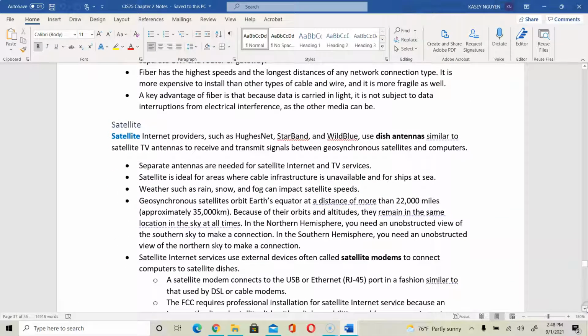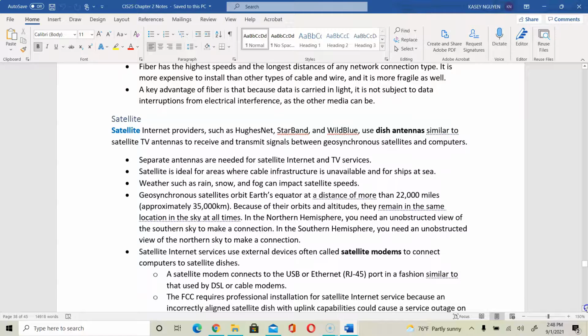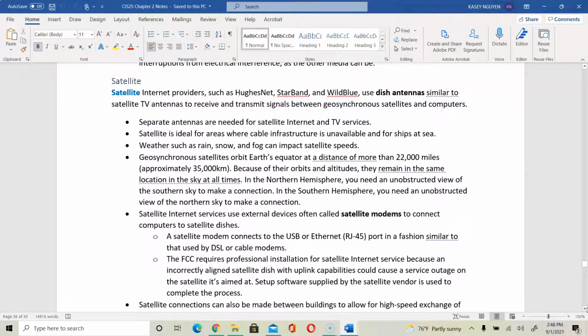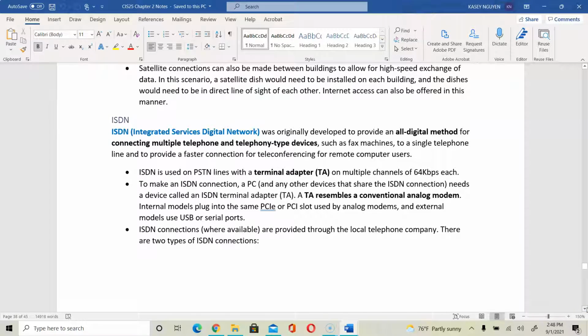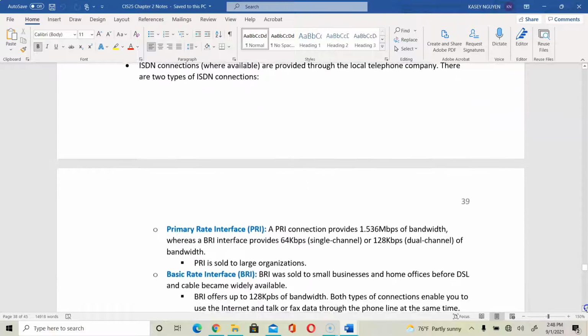Some other type of service for internet could be satellite, and satellite is line of sight, so on a cloudy day sometimes you don't get a good signal, or when you have blockage like trees and buildings. So satellite would use a satellite modem, and you would see this with some of the services like satellite TV service and so on. ISDN is what's known as Integrated Services Digital Network. This is an older technology, but it's still being used in some businesses, and it would use some kind of termination known as a TA. It resembles the analog modem for the ISDN.